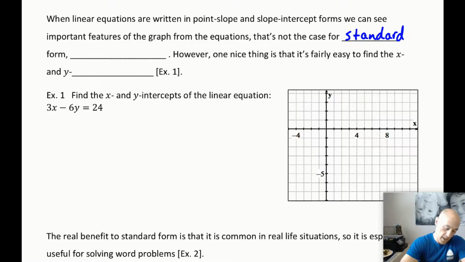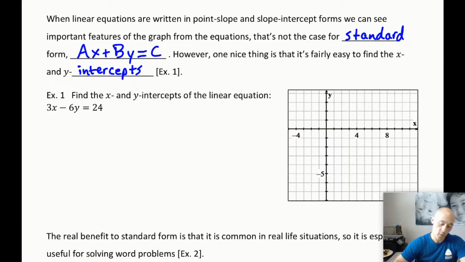Which is some number times x plus some number times y equals another number. Ax plus By equals C. However, one nice thing is that it's fairly easy to find the x and y intercepts from standard form. We're going to look at example 1 here. It says find the x and y intercepts of the linear equation 3x minus 6y equals 24.